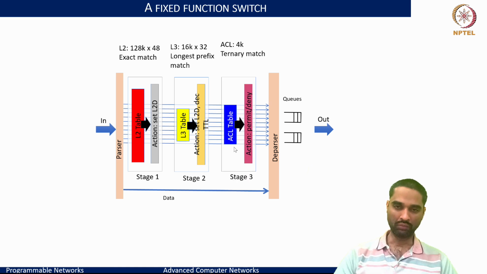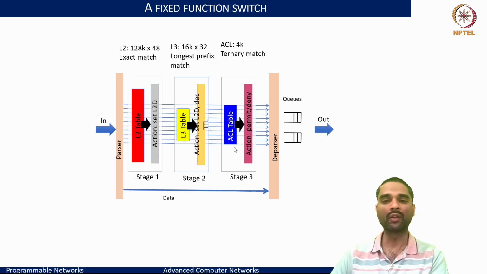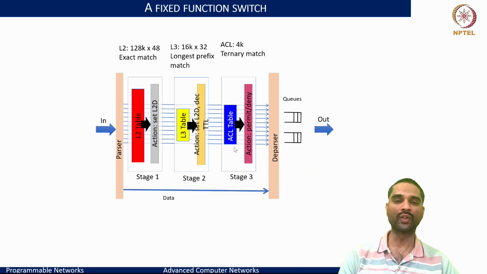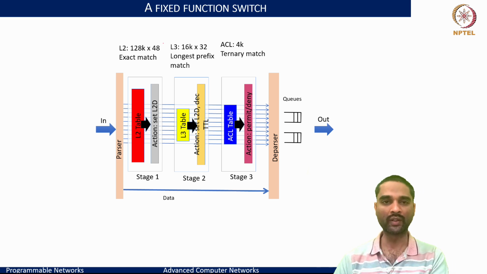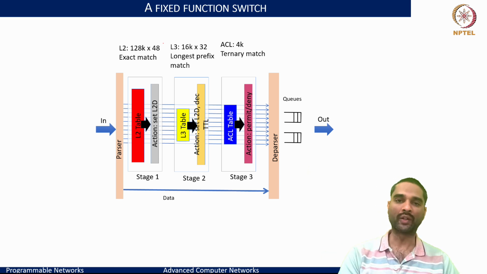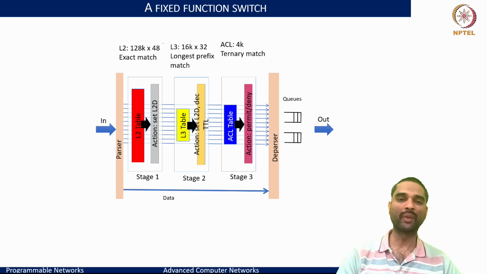And stage 3 could be an ACL table, or access control, where you would want to take specific actions, whether to permit or deny the packet from going forward. Each of these tables could be set with different configurations. So you can see at layer 2, we could set it up as 128K entries, each of 48-bit width. That's exactly the Ethernet MAC ID that we want to match on, or the destination MAC ID that you would want to look up and take decisions on. So we can make it an exact match for the destination MAC.